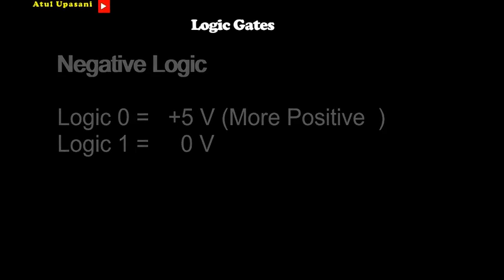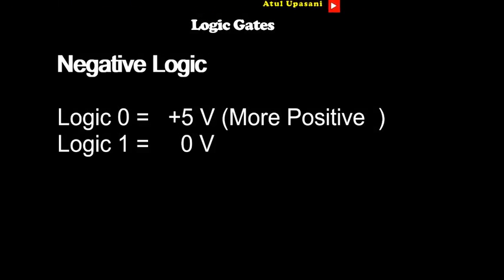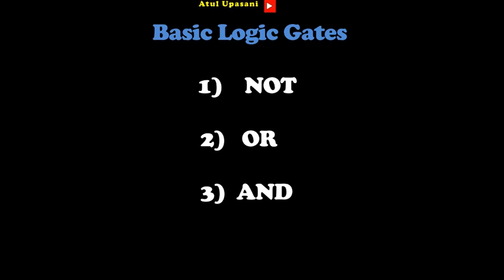Second, in the negative logic system, logic 0 is represented by high voltage level and logic 1 by low voltage level. That is, more positive voltage is treated as logic 0. Now back to logic gates. There are three types of basic gates used in logic gates.